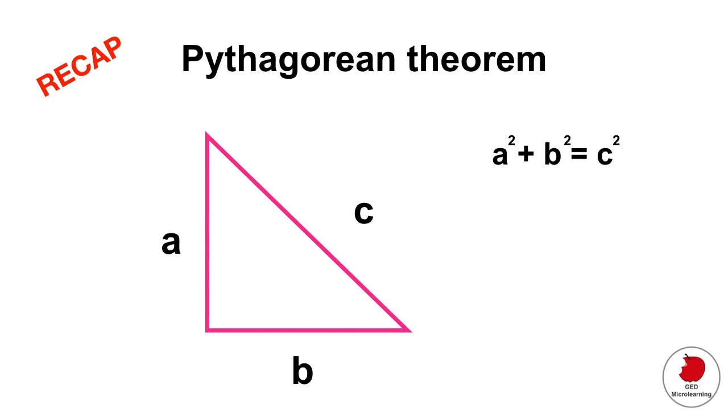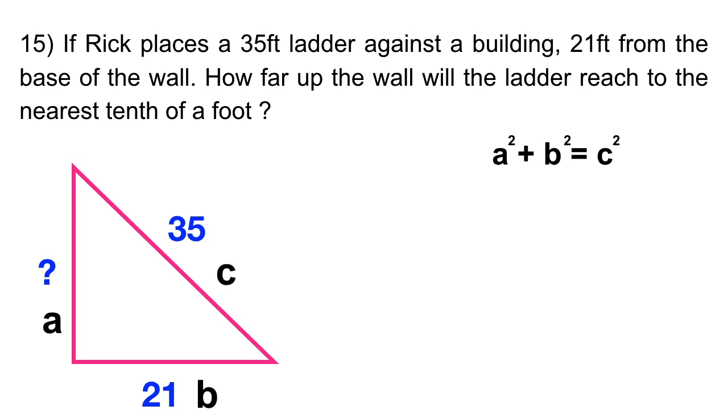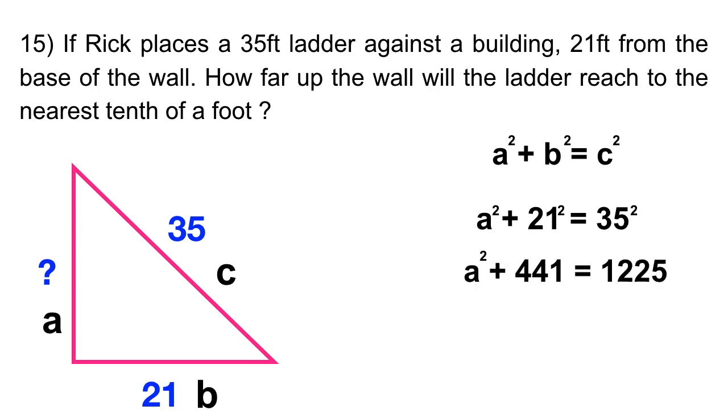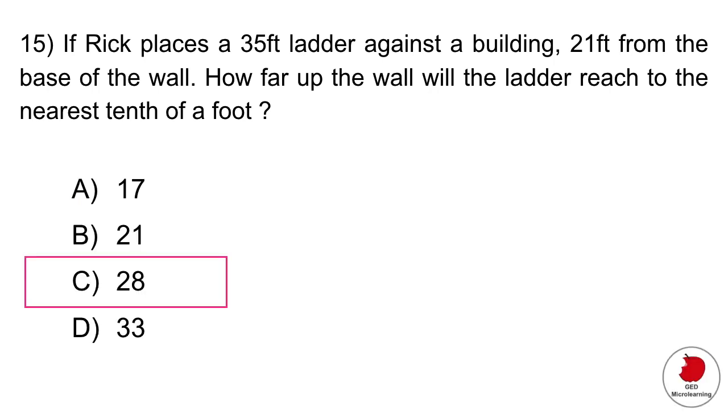This is the rule that when you have a right angle triangle, a squared plus b squared is equal to c squared. If we go back to our problem, we have these values and we just have to find a. So we would plug our values into the equation like that, multiply the exponents, and that gives us this and that. Now we have that a squared that we have to get rid of. The way that we do that is by taking the square root of both sides. And that gives us a is 28. Option C.